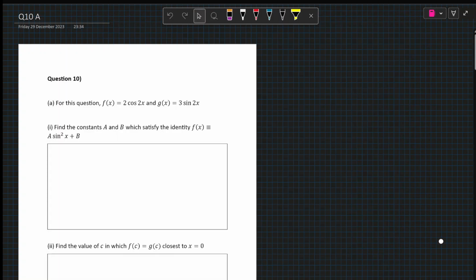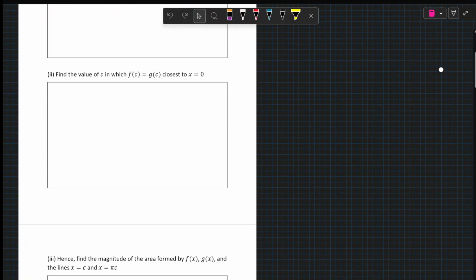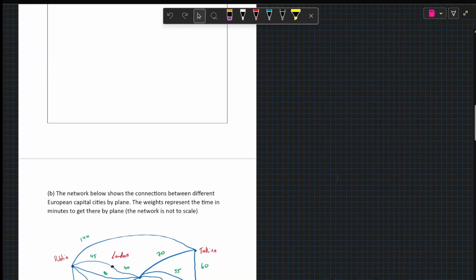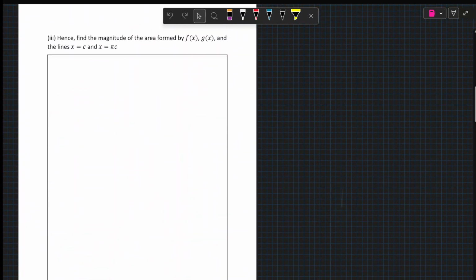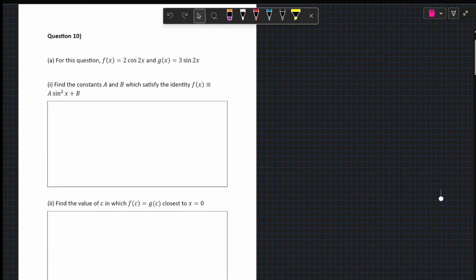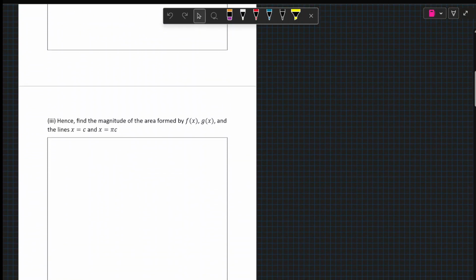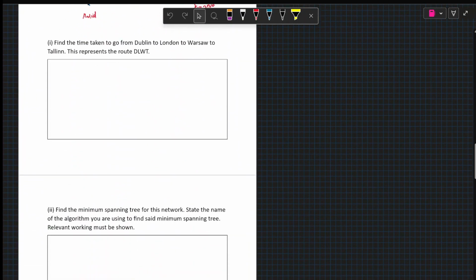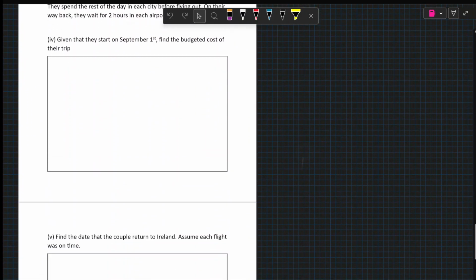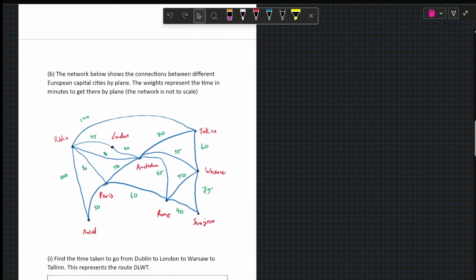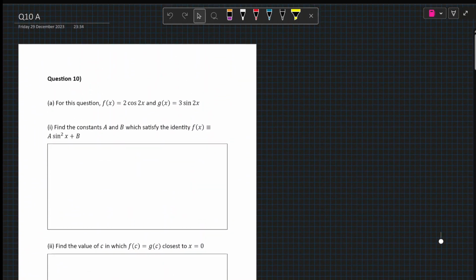This is the last question. So, question 10 of Mock A. It's actually a more complicated question than it might seem. It starts off with an admittedly very difficult calculus question, and then it goes into some minimum spanning trees. So, first question, f of x is 2 cos 2x and g of x is 3 sine 2x.